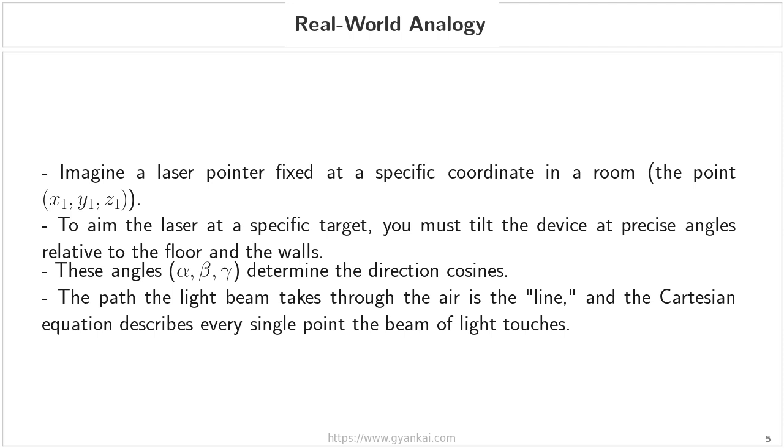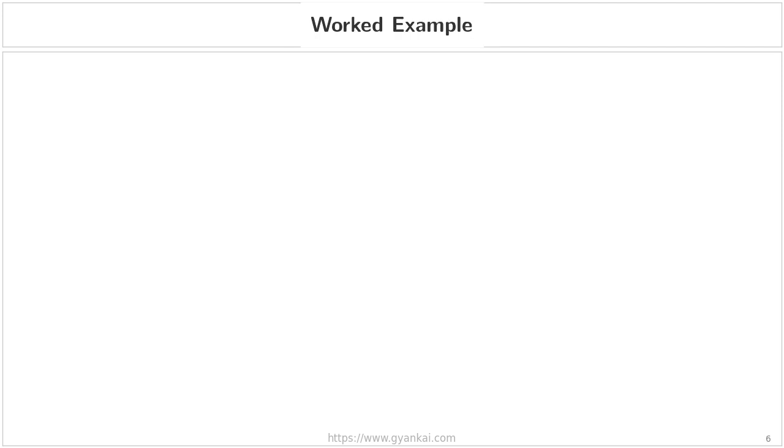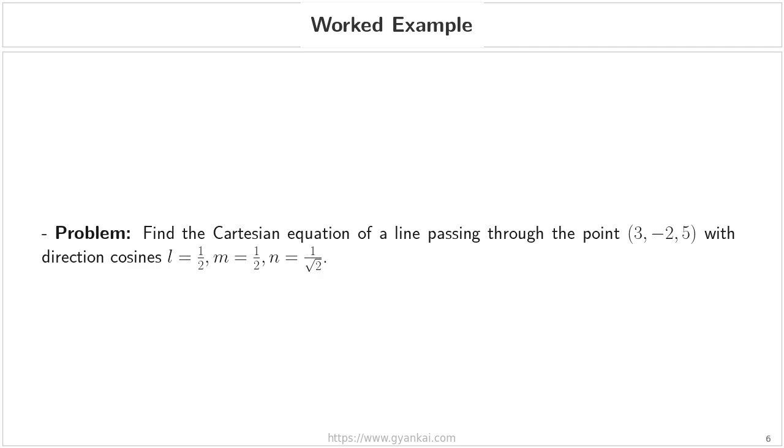With this visual in mind, let's move on to a concrete, worked example to see how we apply this logic to a real problem. Worked example. Let's look at the problem presented here. Our goal is to find the Cartesian equation of a line that passes through the specific point 3, -2, 5, and we are given the direction cosines as 1/2, 1/2, and 1 over the square root of 2.